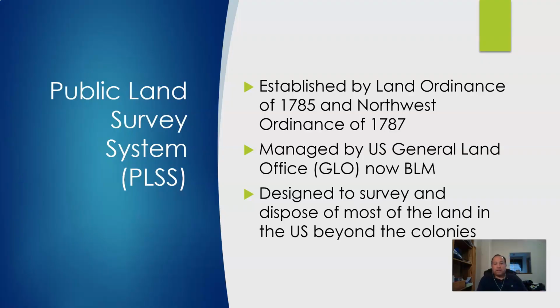So the Public Land Survey System was established by the Land Ordinance of 1785 and the Northwest Ordinance of 1787, and the survey system was managed through the U.S. General Land Office, which has now become the Bureau of Land Management, or the BLM. And it was designed to survey and dispose of most of the land in the U.S. beyond the colonies.